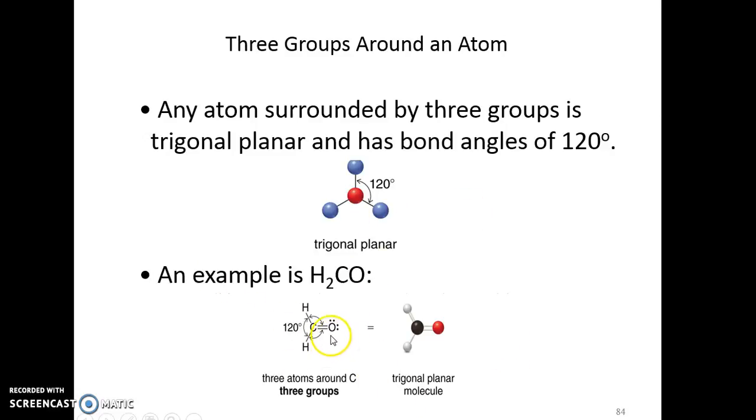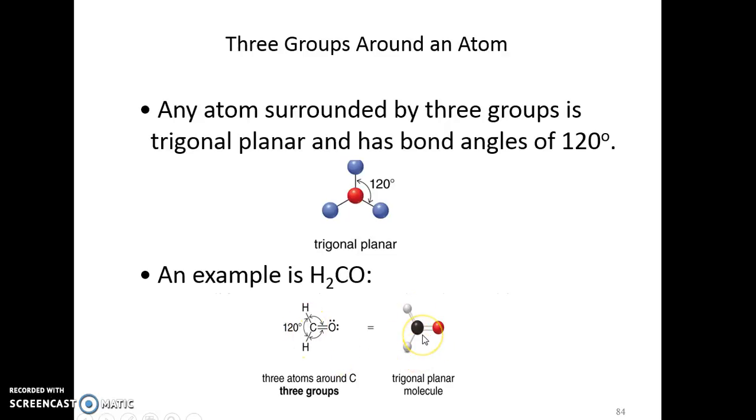Let's look at the next example. Here is formaldehyde. It has how many groups around it? A double bond to oxygen, a single bond to hydrogen, and a single bond to hydrogen. That is 3 groups. 3 groups or areas of electrons spread out in 3 dimensions to 120-degree angles. If you look at the atoms, you can see hydrogen, hydrogen, oxygen. They form points of a triangle around the carbon. So we call this shape around the carbon, the electron geometry, trigonal planar. And we say the molecule is trigonal planar.